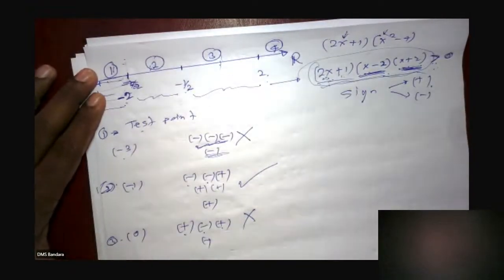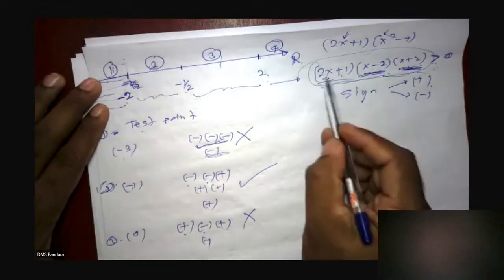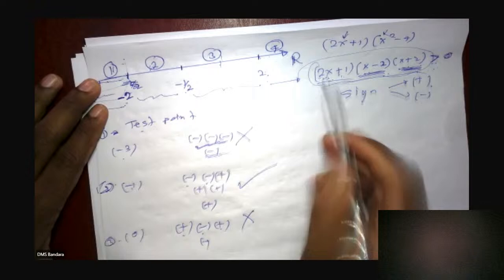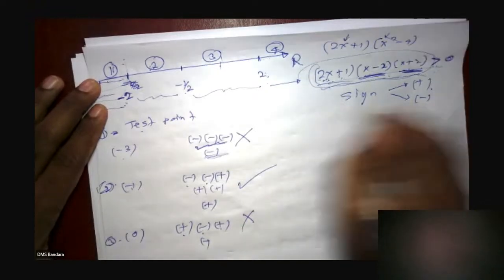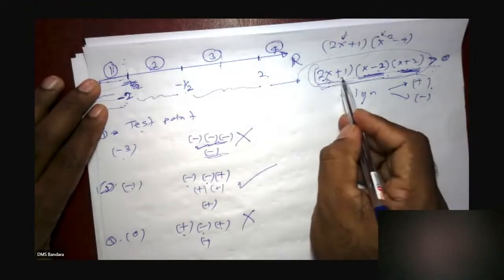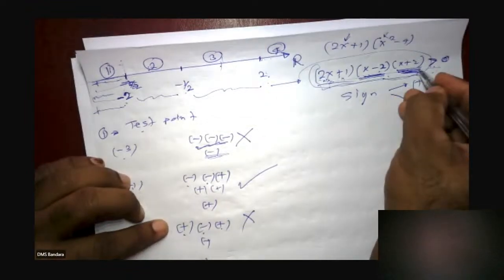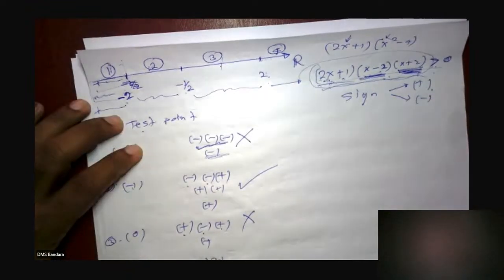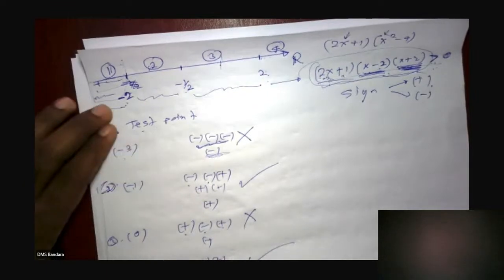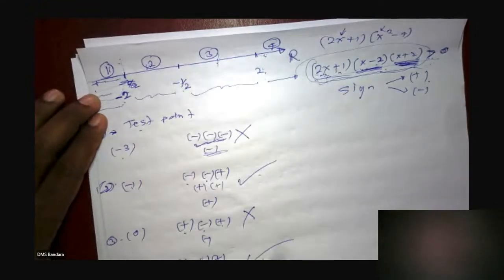When you go for the fourth region, take any number from 2 to infinity. I consider 4 as my test point. Substitute x as 4 in the places which have the x. The first one, 2x plus 1, is positive when x equals 4. The x minus 2 term is positive, and the x plus 2 part is already positive. This becomes positive. Among these 4 regions, 2 regions satisfy this inequality.